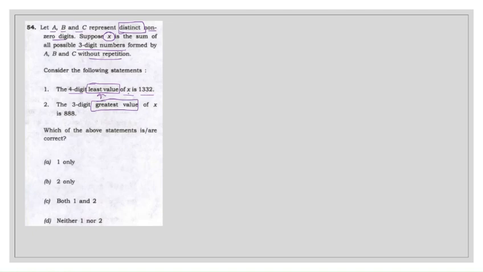But the 4-digit least value of x, which means for x to have the least value, we need to have the values of A, B and C as 1, 2 and 3 because these will be the smallest from 1 till 9. If we take any other numbers, for example 2, 7 and 8, because there is no such rule of consecutive numbers, then the sum that we'll get will obviously be greater and it won't be the least. But here we need to check for the least. So we'll take the numbers as 1, 2 and 3 here.